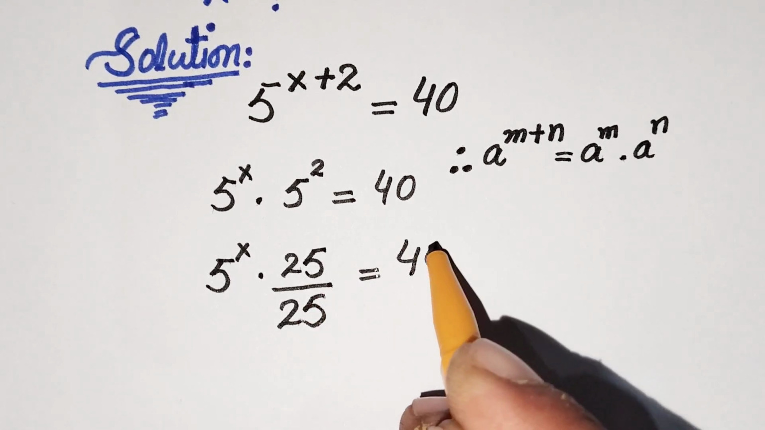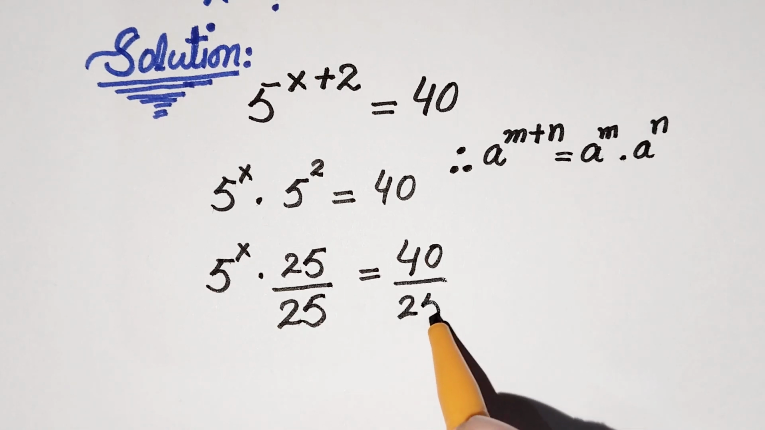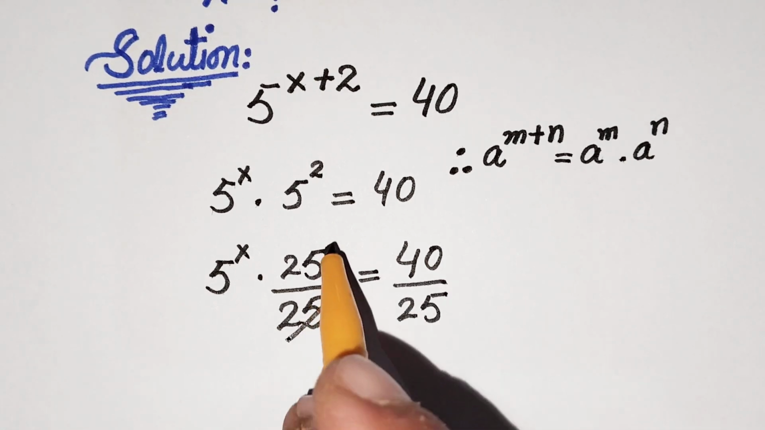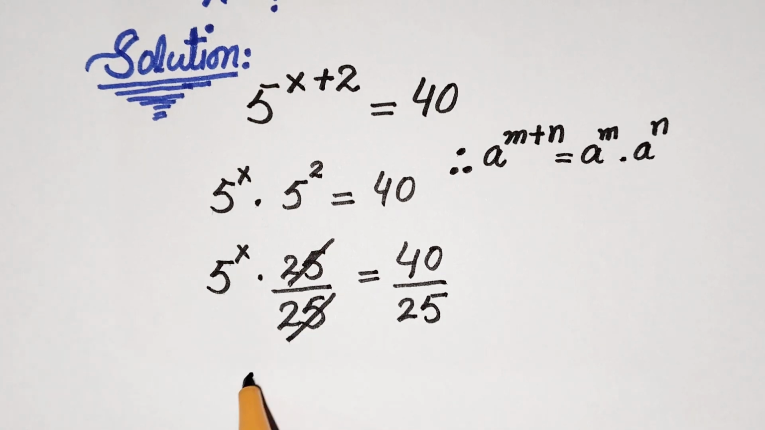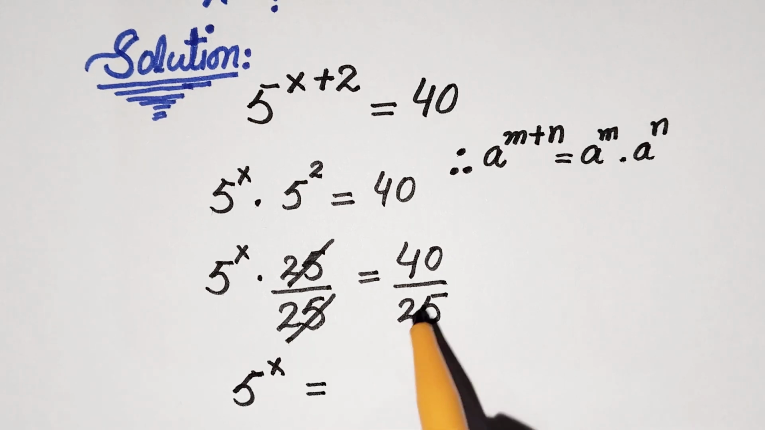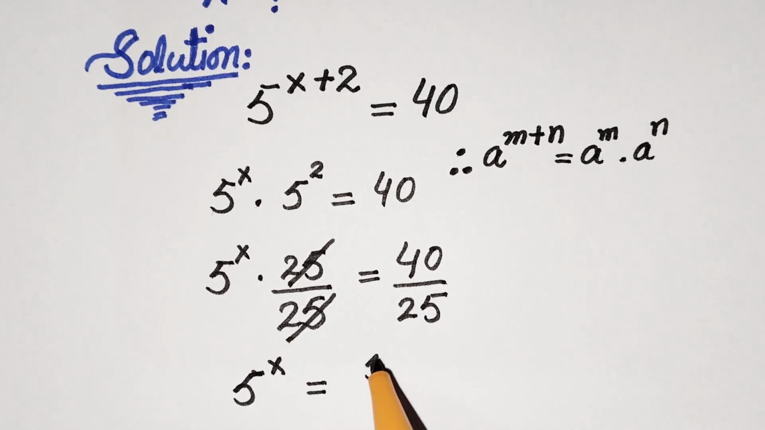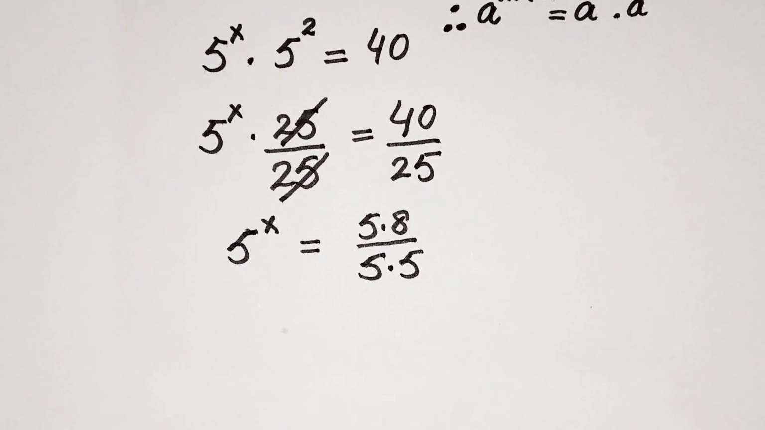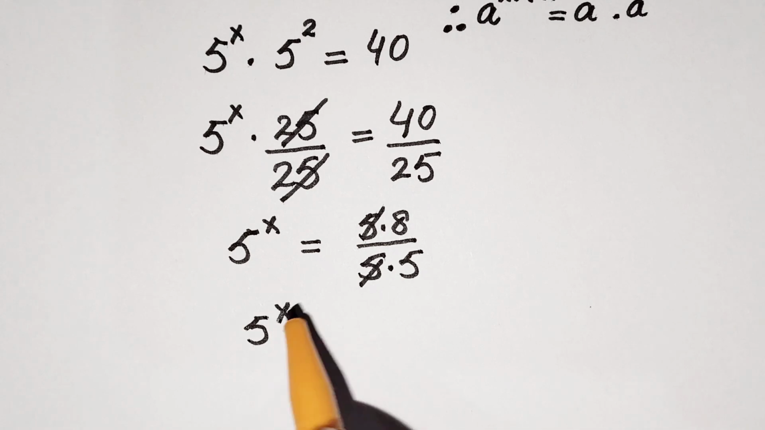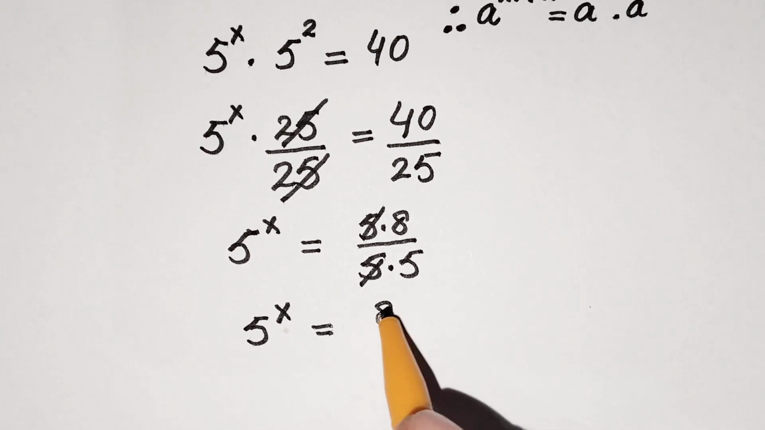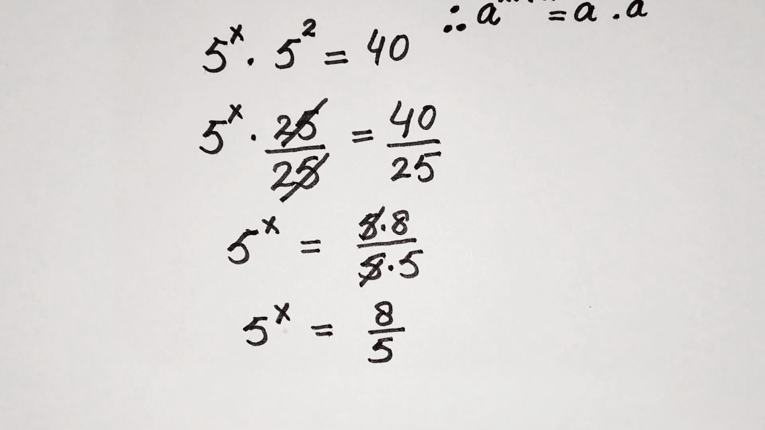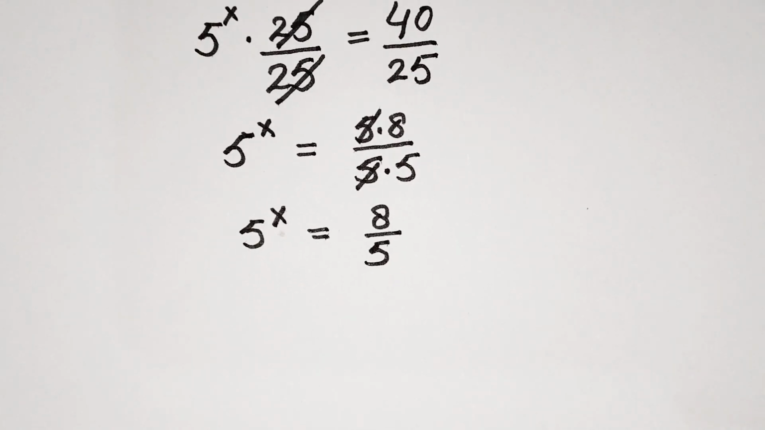It is 40 divided by 25. Now 25 is cancelling with 25. Then we get 5 raised to the power x, which is equal to, we can also write 40 as 5 times 8 over 5 times 5. Now 5 cancels with 5, then we get 5 raised to the power x is equal to 8 over 5. Here we are just taking log on both sides.